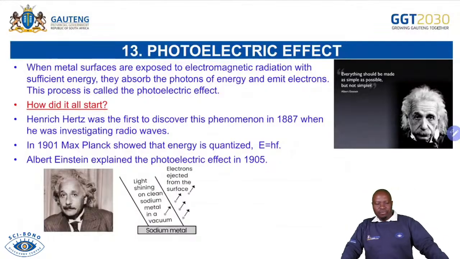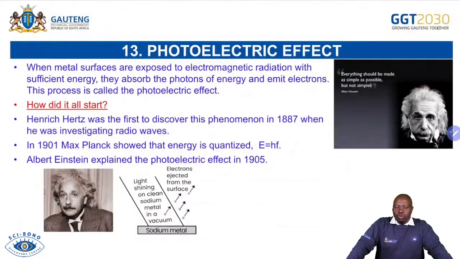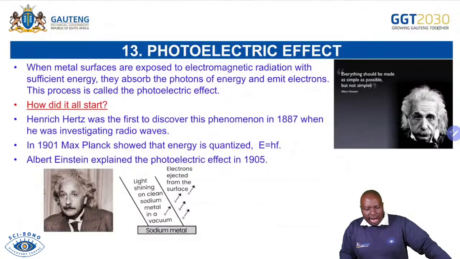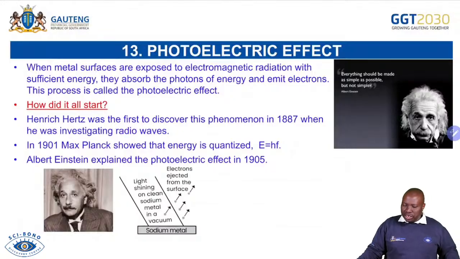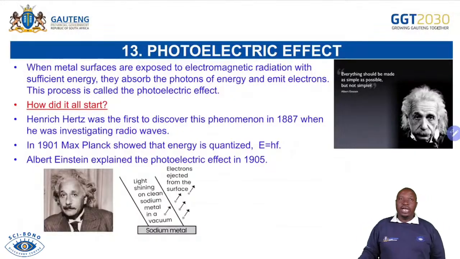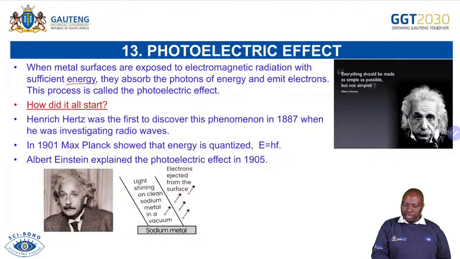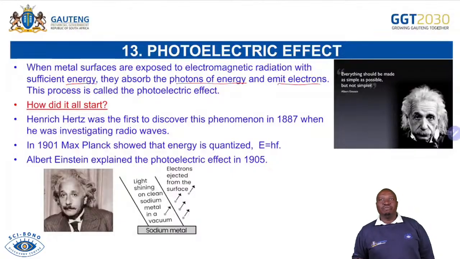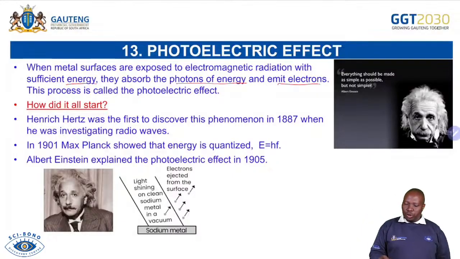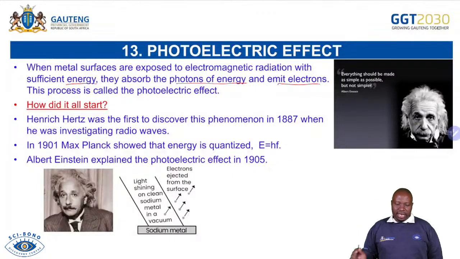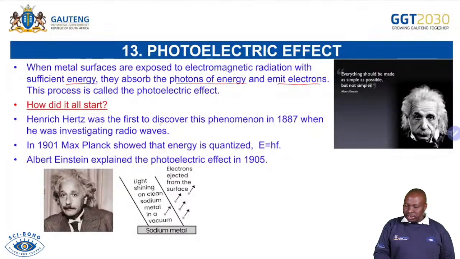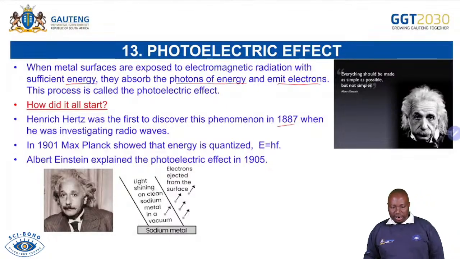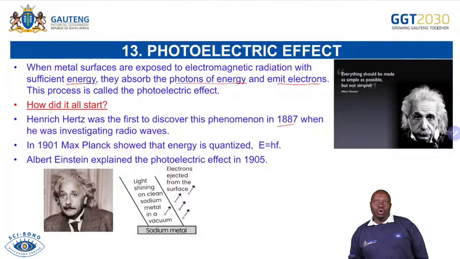Where is this concept coming from? I felt it's important that we take this journey to see where this is coming from. We have Albert Einstein, who explained the photoelectric effect. When a metal surface is exposed to electromagnetic radiation with sufficient energy, it absorbs the photons of energy and emits electrons, which is what we have been talking about. This process is called the photoelectric effect. How did it all start? Heinrich Hertz was the first to discover this phenomenon in 1887 when he was investigating radio waves.